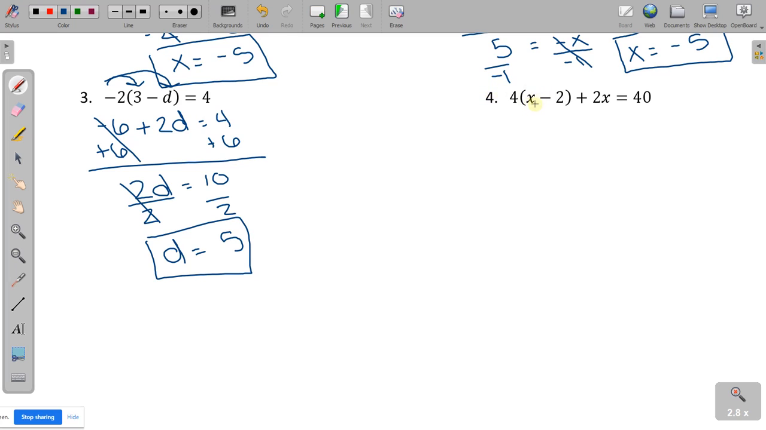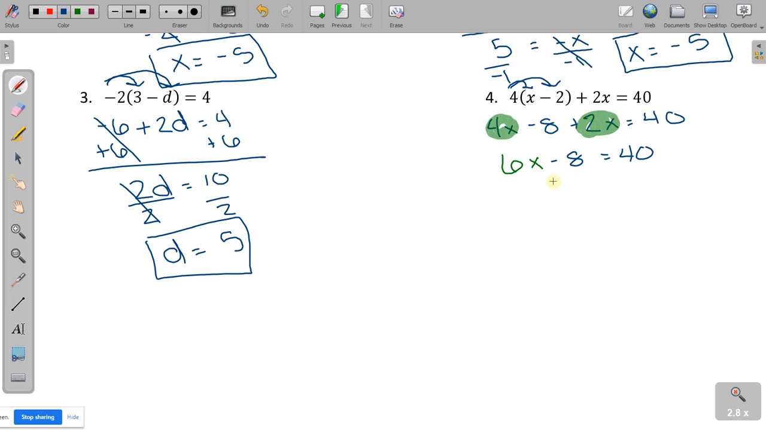Okay, let's look at number 4. We have 4 times (x minus 2) plus 2x equals 40. We first need to get rid of the parentheses, so we're going to distribute the 4 to everything on the inside of the parentheses. So we have 4x minus 8. Bring down everything else as is. Now we have to combine our like terms. So we have 4x plus 2x. And 4x plus 2x gives us 6x. Bring down everything else as is.